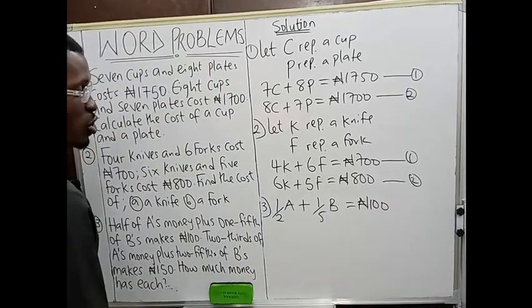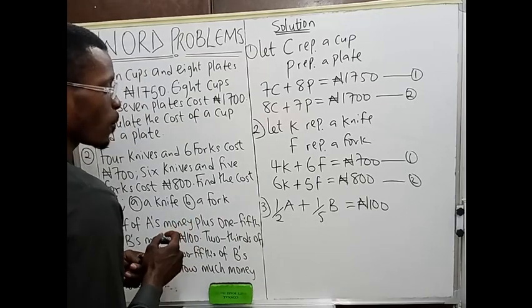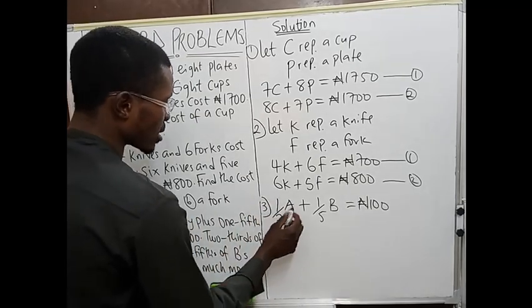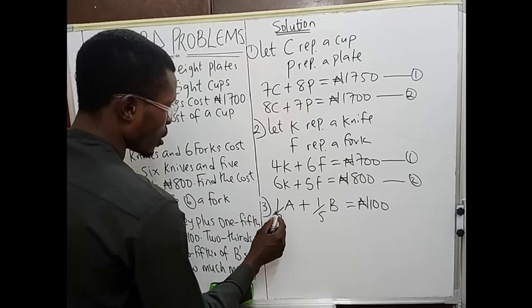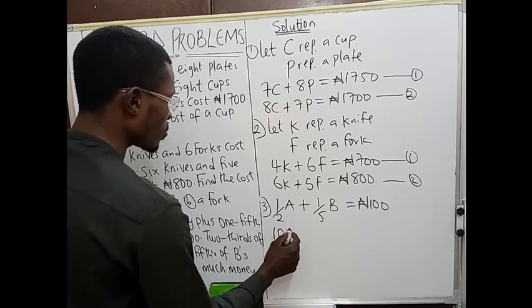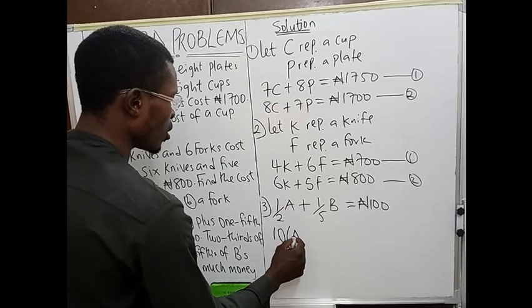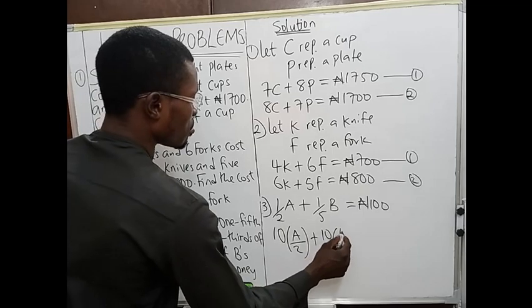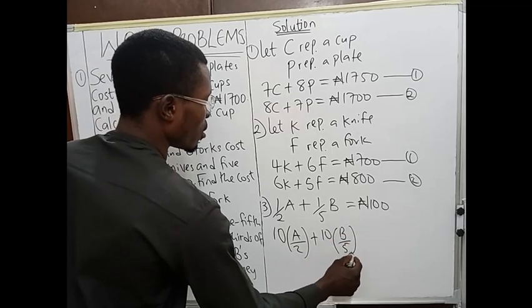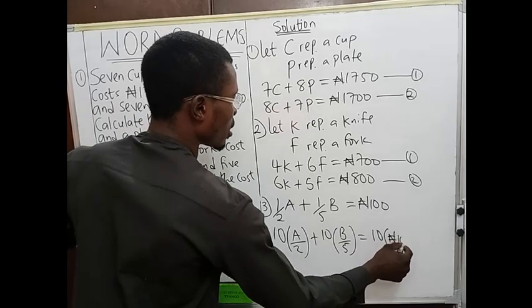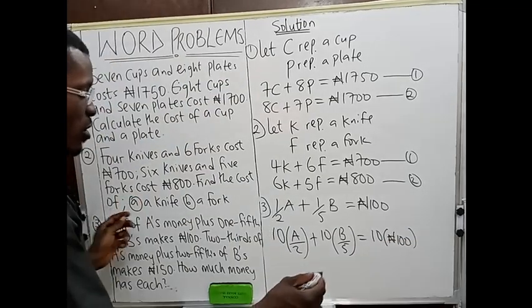Okay, when you clear fractions, the LCM is 10. Multiply each term by 10. Let me write it this way. 10 times A over 2 plus 10 times B over 5 equals 10 times 100 naira. We are doing this so that we can clear the fractions.